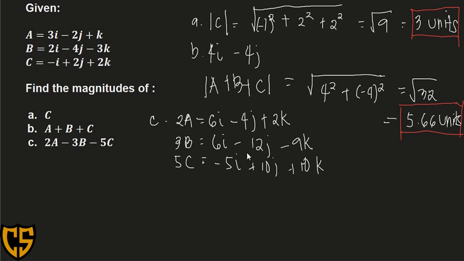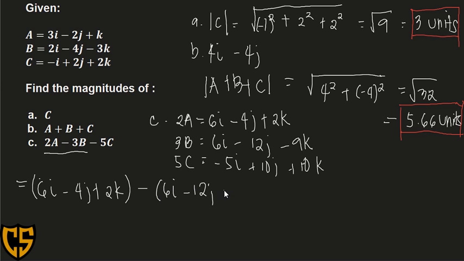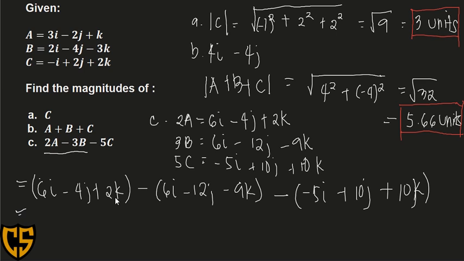Then, we are going to perform the operation 2A minus 3B minus 5C. That will be equal to 2A. So we will have 6i minus 4j plus 2k, minus 3B. So minus 3B na ito nga 6i minus 12j minus 9k. Next, minus 5C, negative 5i plus 10j plus 10k. So, distribute lang natin ang negative, pero diretsyo na lang kita with the ijk na lang.